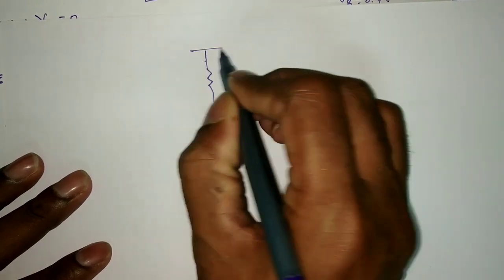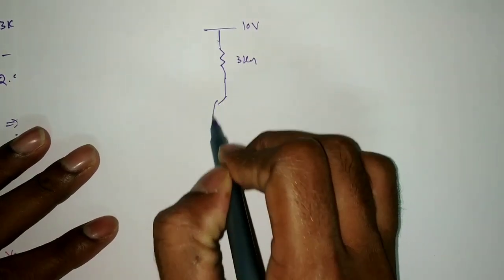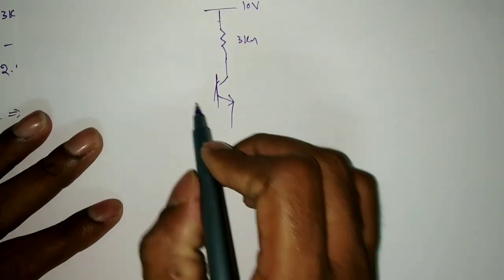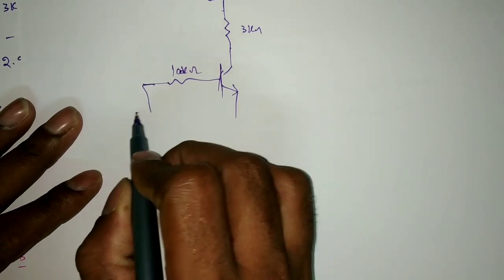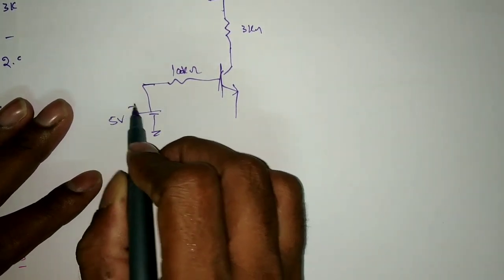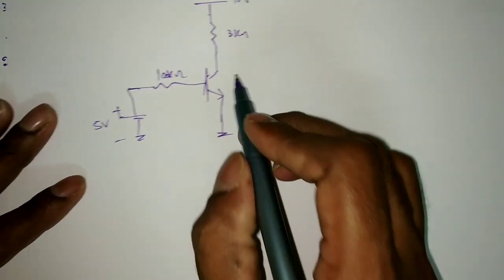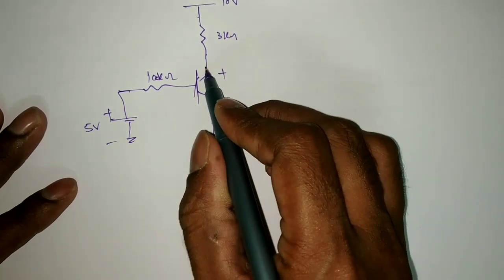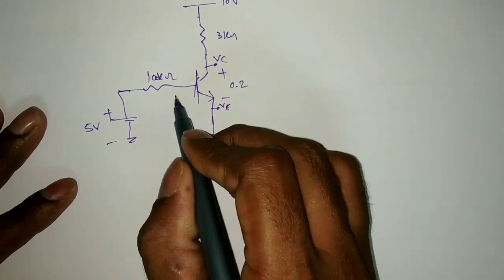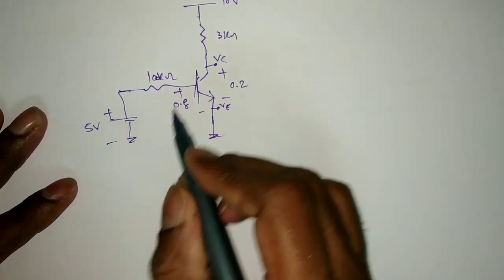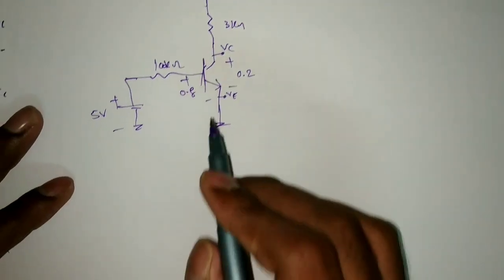So 3 kilo ohms, 10 volts. So this is 100 kilo ohm. This is 5 volts plus minus. Anyway, this is grounded. So now VCE. This is the collector VC. This is the emitter. So what is this voltage? 0.2 volt. VBE 0.8 volt. Then we can find IC, IE and IB.